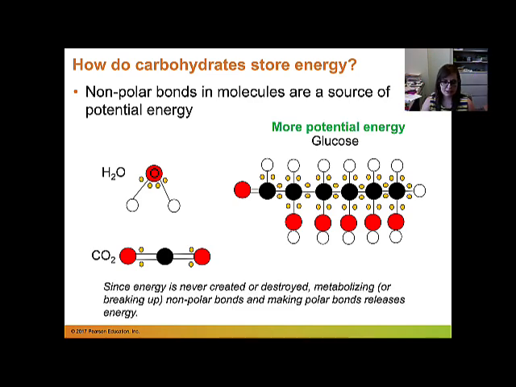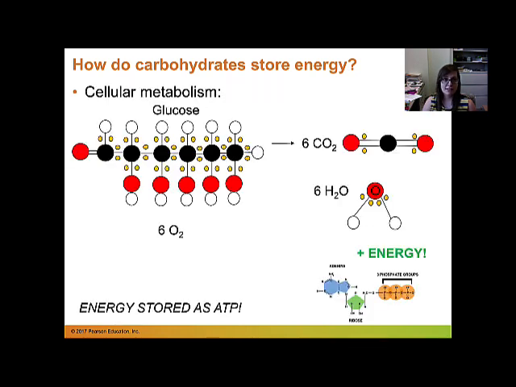Since energy is never created or destroyed, metabolizing or breaking up nonpolar bonds and then making polar bonds releases energy. And so if you take cellular metabolism, we take glucose and oxygen, a molecule that has lots of carbon-carbon and lots of carbon-hydrogen bonds, and we break those bonds and we form molecules that have polar covalent bonds, so CO2 and H2O. If we do that, we release the energy in that. And we release that energy in a way that we store it as ATP.